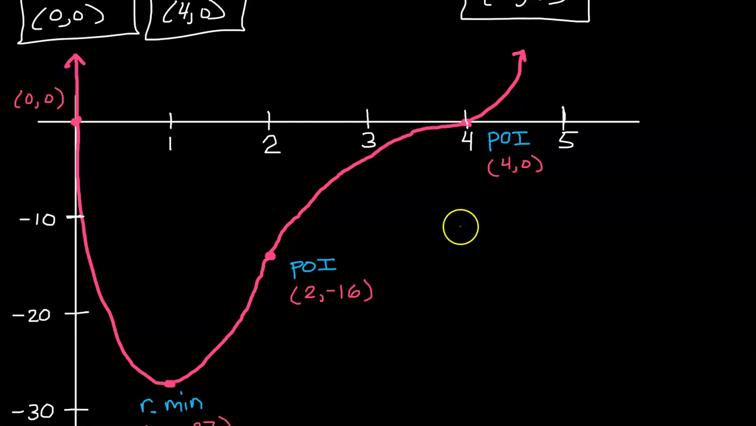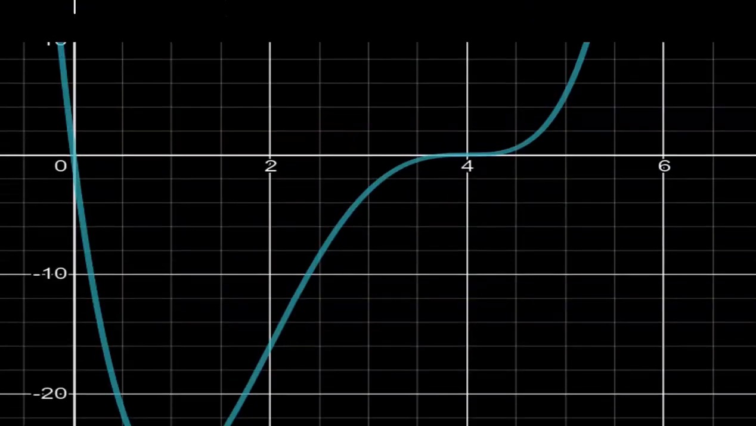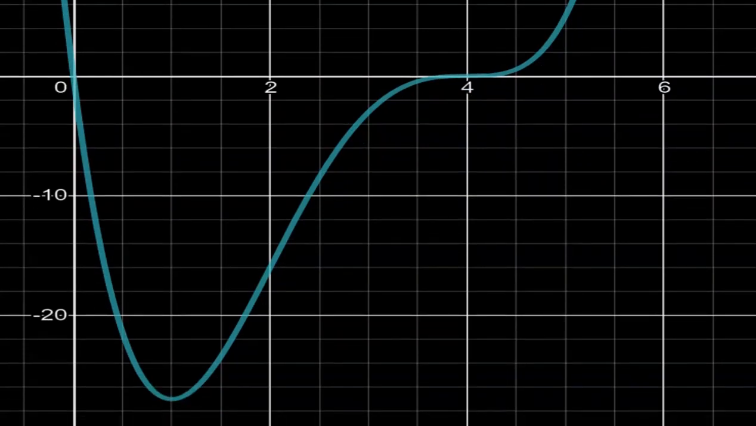So this is what the function should look like. So one more time, here's our graph. Soak it in and compare that with the real graph right off of Desmos. And as you can see, it's a really good match.